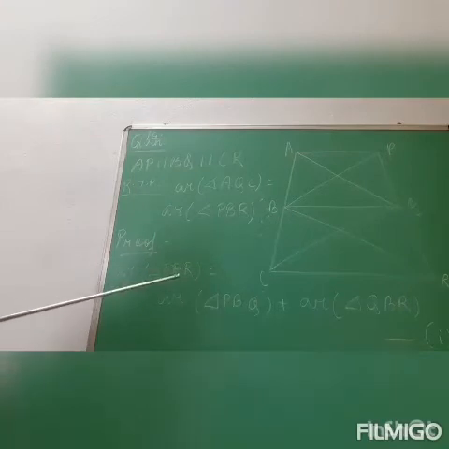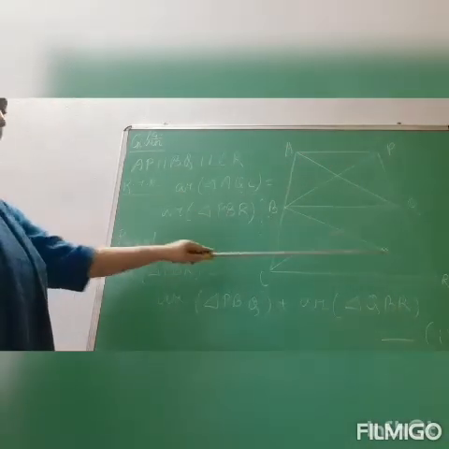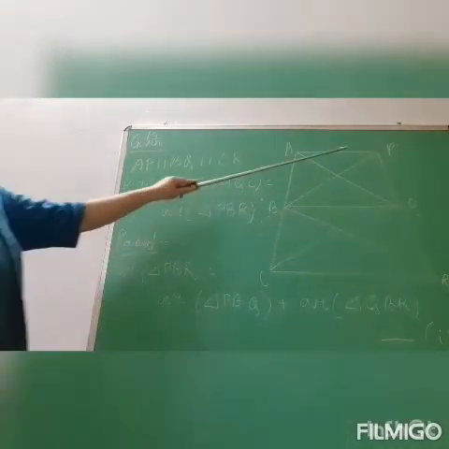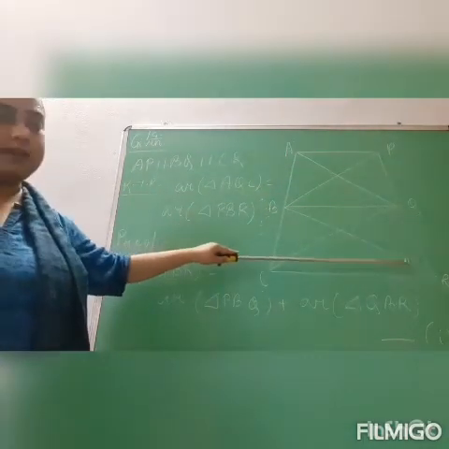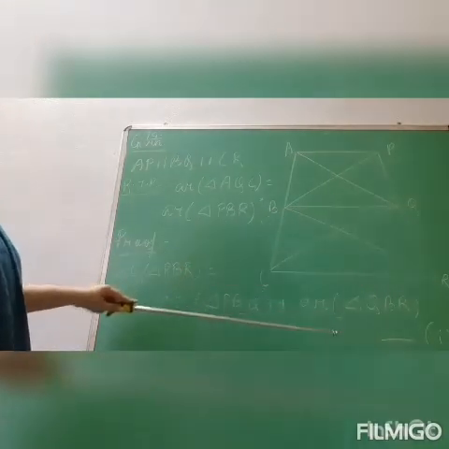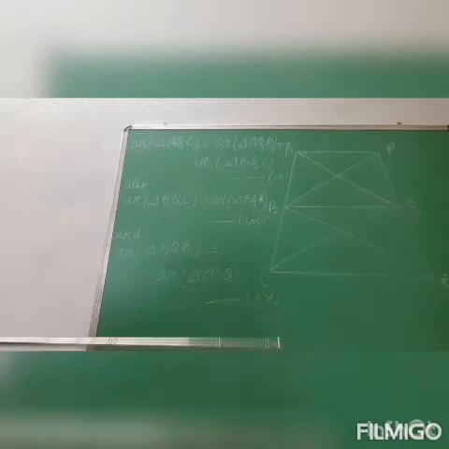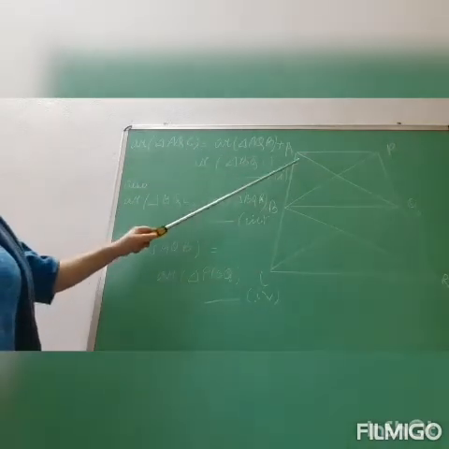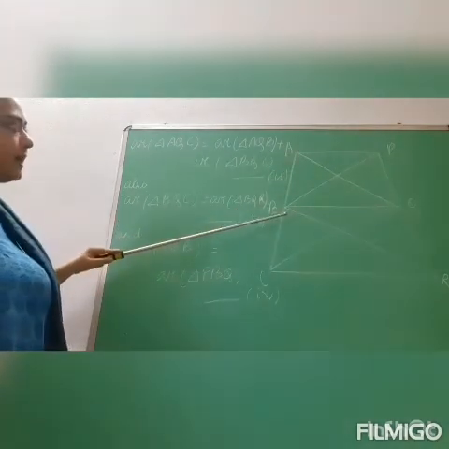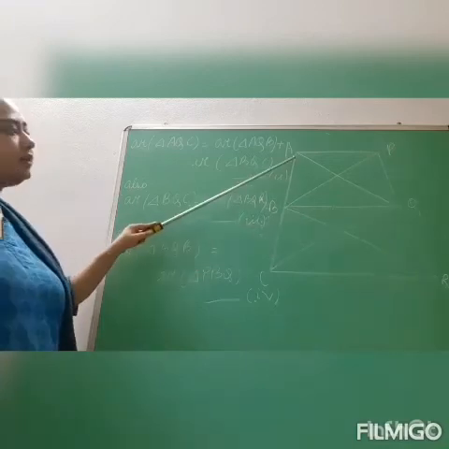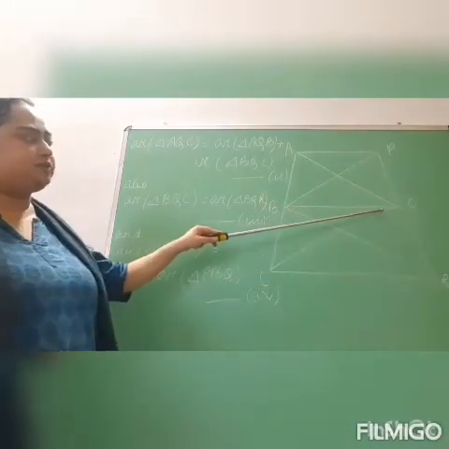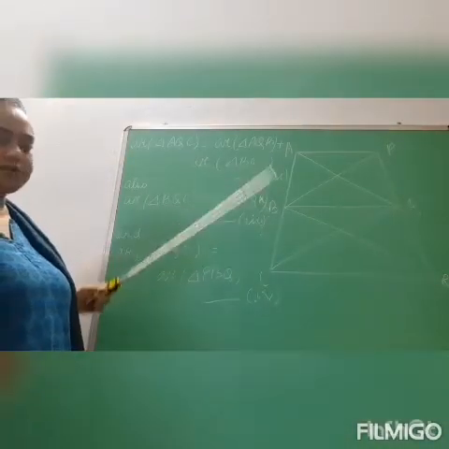Now, triangle PBR, see here, PBR. Area of triangle PBR, this complete triangle, is equal to area of triangle PBQ plus QBR. Let us keep this as equation number 1. Again see here, triangle AQC. This total triangle AQC is equal to area of triangle AQB plus area of the triangle BQC. So I keep this one as equation number 2.